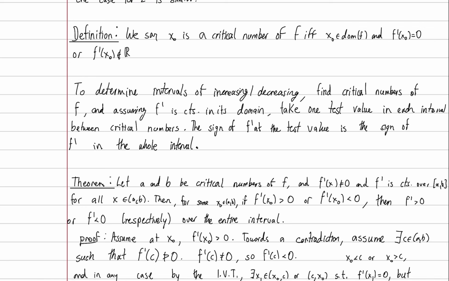And to determine intervals of increasing or decreasing, we're going to find critical numbers of f, all of them. And assuming that f prime is continuous in its domain, which is most of the functions we're going to be dealing with, if not all, then we're going to take one test value in each interval between the critical numbers. And the sign of f prime at the test value is the sign of f prime in the whole interval. We only need to check once.